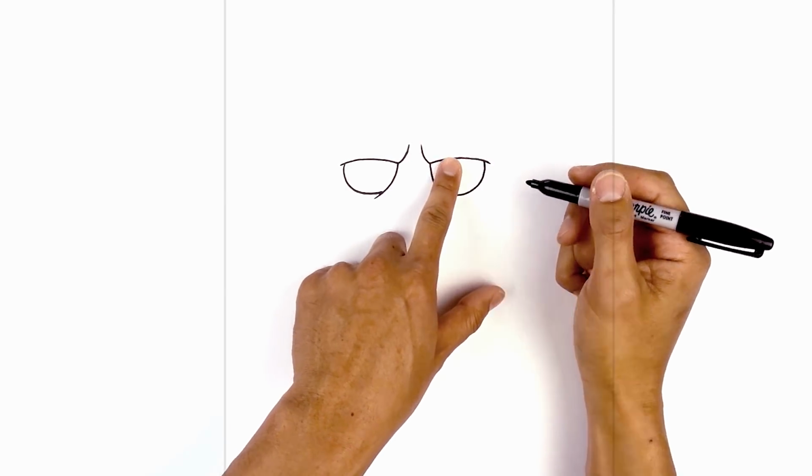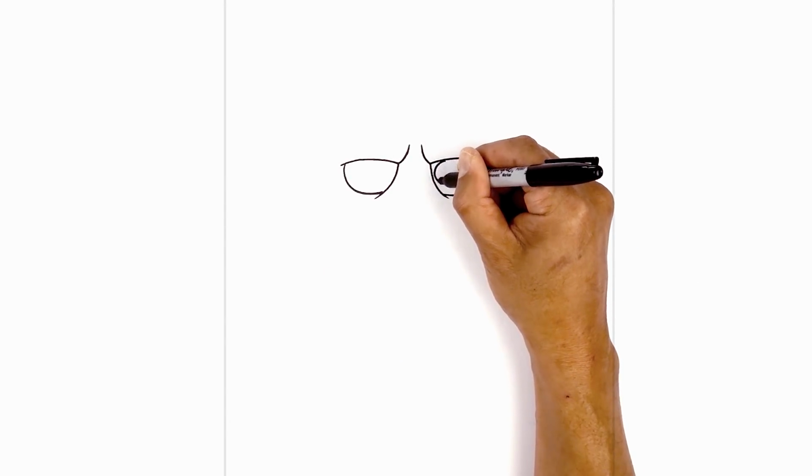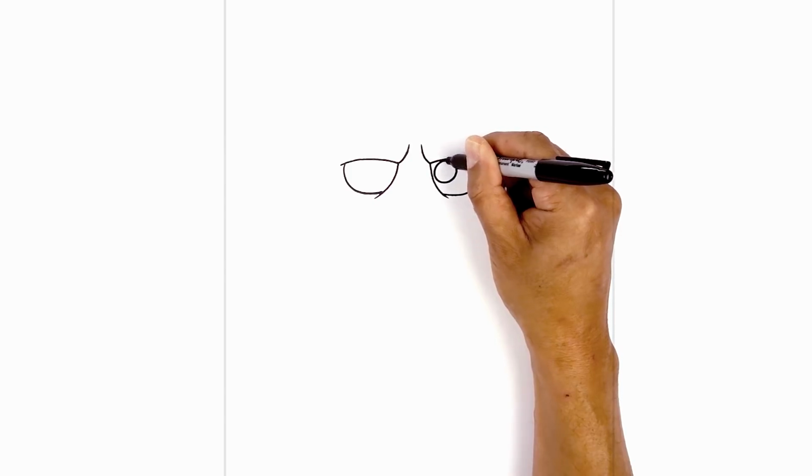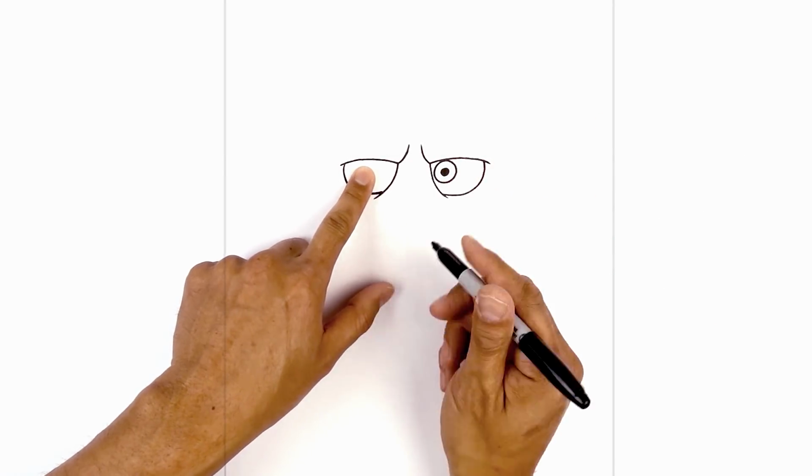On the right side here, we're going to add a circle for the iris. Starting from the top, and then we'll draw a smaller circle on the inside for the pupil, and we're going to fill that in black. Let's go in and fill the insides of the eyes in black.